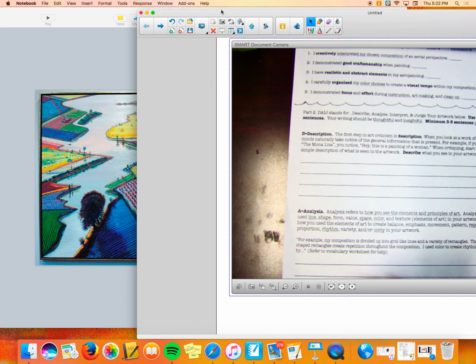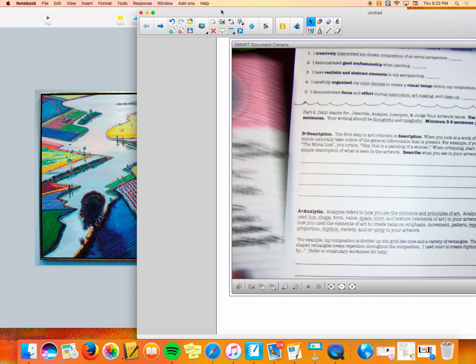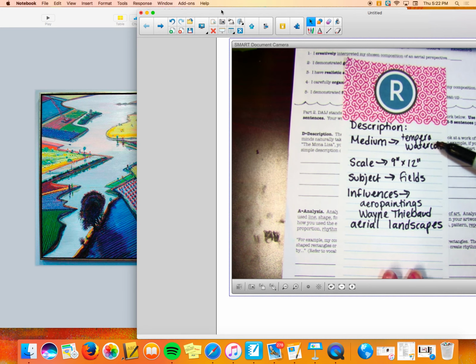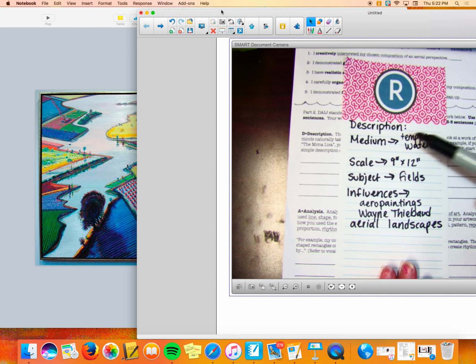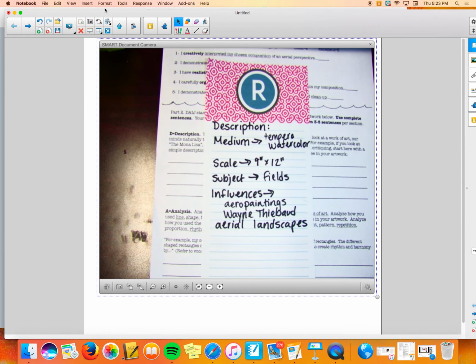Remember there's posters hanging up in the room that further describe what you should have in each section. For the description, everyone should have something similar with the medium, the scale, the influences, and then the subject matter might be on the back of your image. Take your time, make sure that everything is thoughtful and insightful, and if you have any questions, feel free to ask.